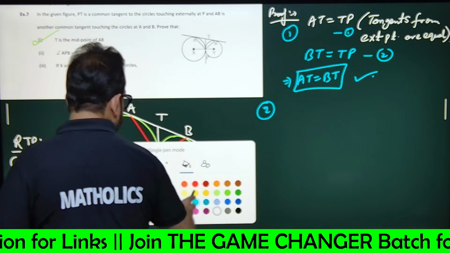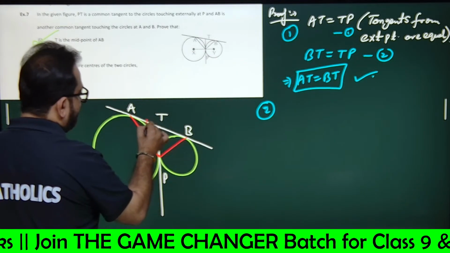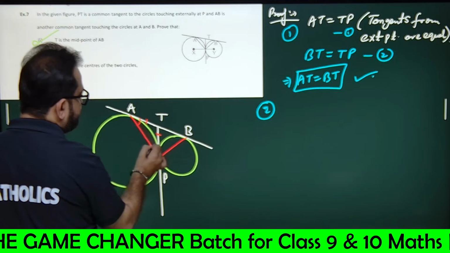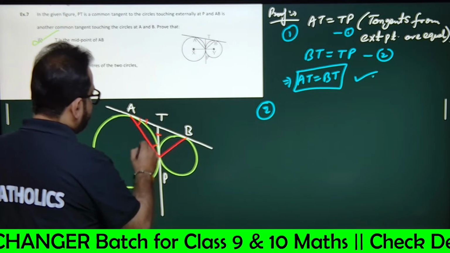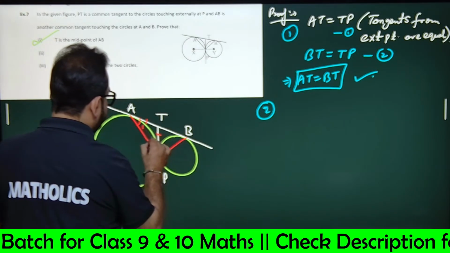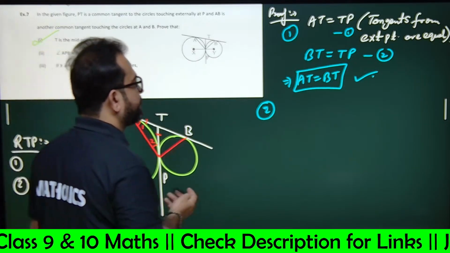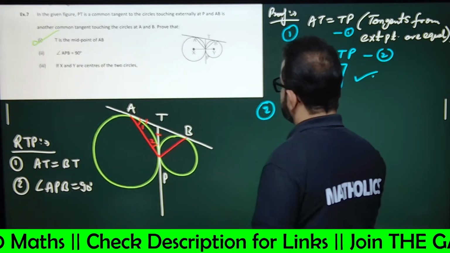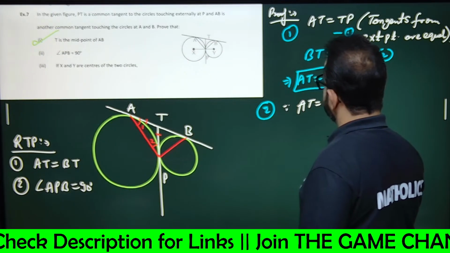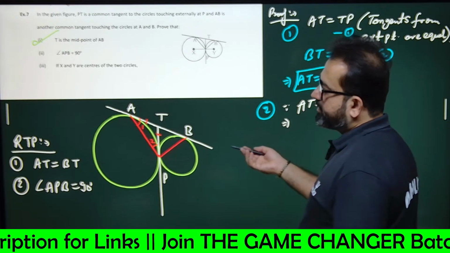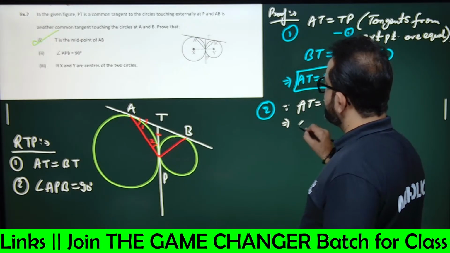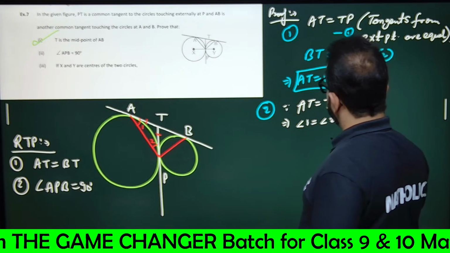Can I say if this part is equal to this part, so this angle is equal to this angle? This is angle 1. This is angle 2. Can I say angle 1 equals angle 2? We'll say because AT is equal to TP, opposite angles are equal. This will be an isosceles triangle. So angle 1 equals angle 2.